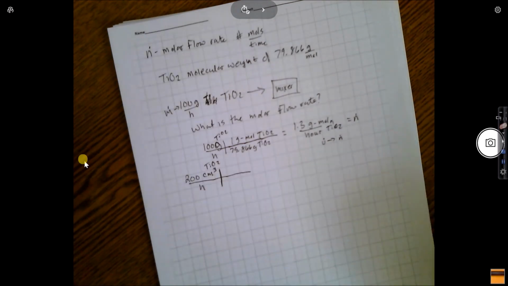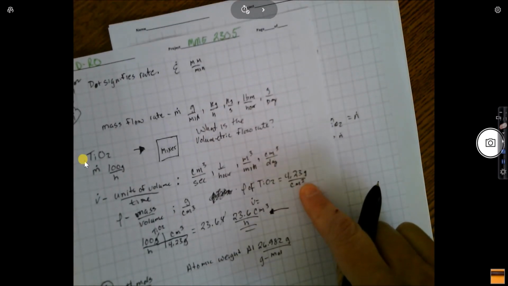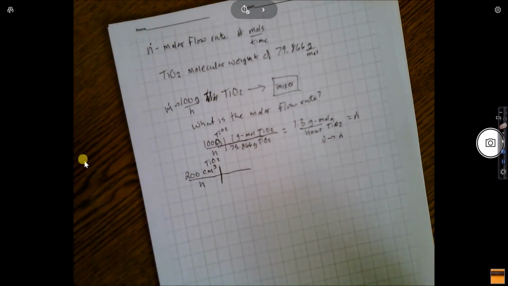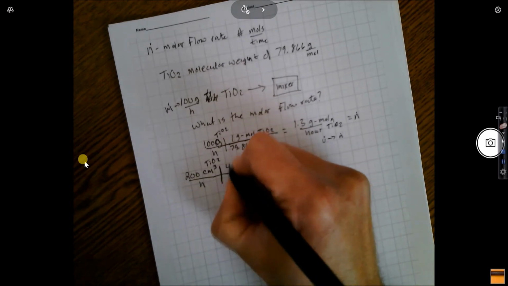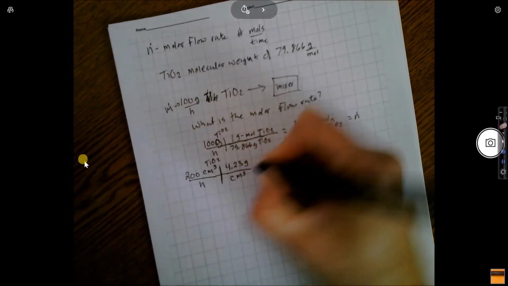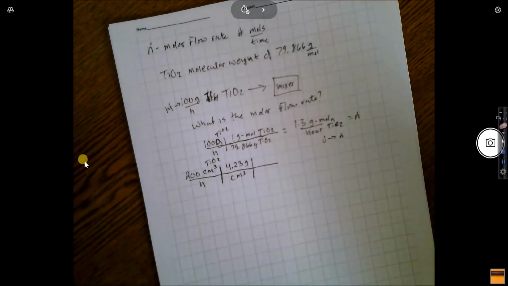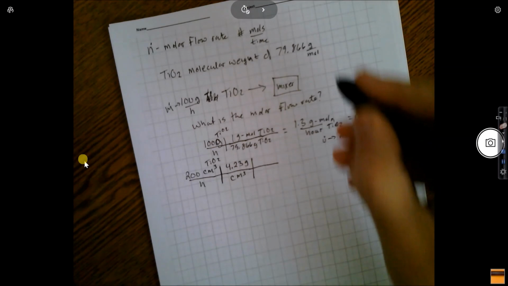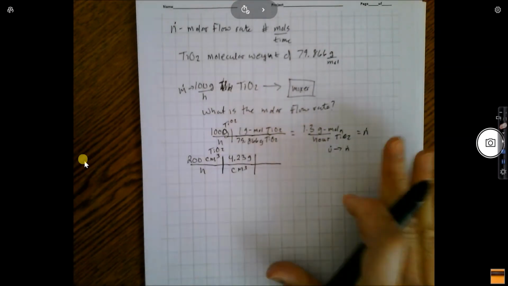So we're starting off with 200 centimeters cubed per hour. We know that the density of titanium dioxide is 4.23 grams per centimeter cubed. So the first thing we want to get rid of is centimeters cubed, so we can just put in 4.23 grams per centimeter cubed. We don't have to flip the unit this time like we did in the other example, so pay attention to that. If you don't remember what I'm talking about, feel free to hit rewind. And we know our molecular weight of titanium dioxide is 79.866 grams per mole.